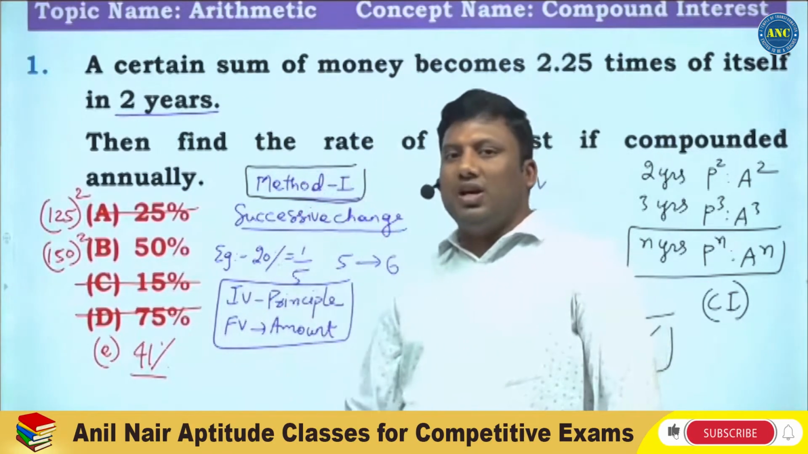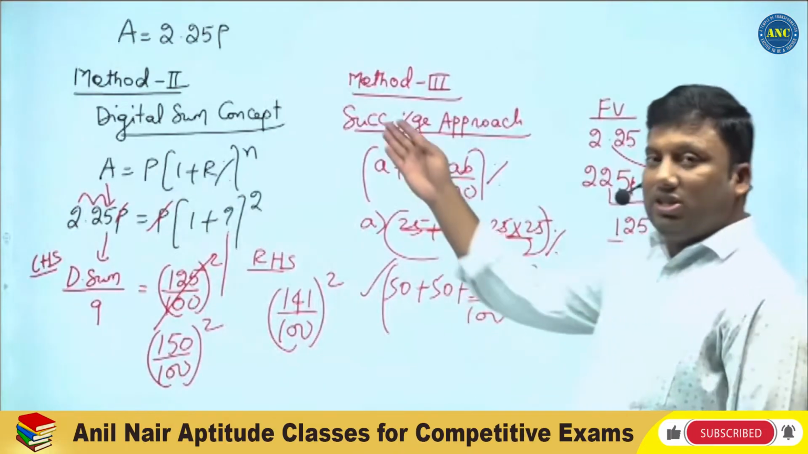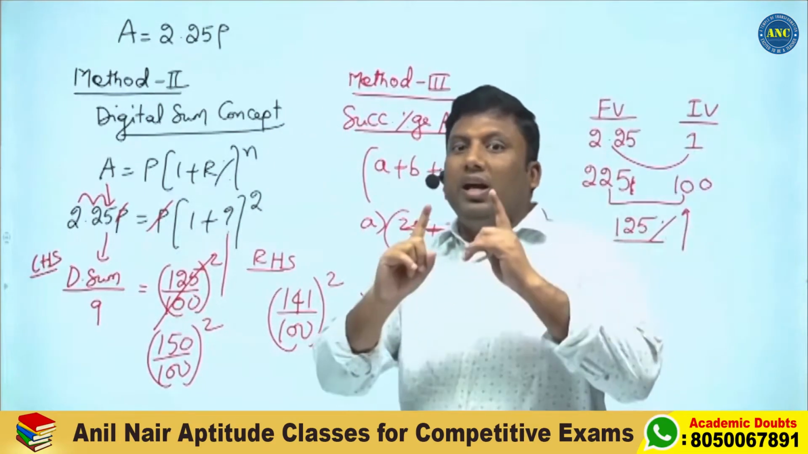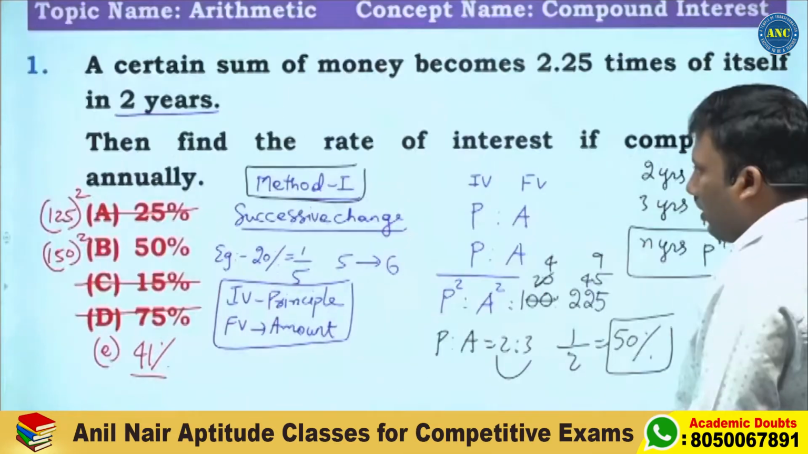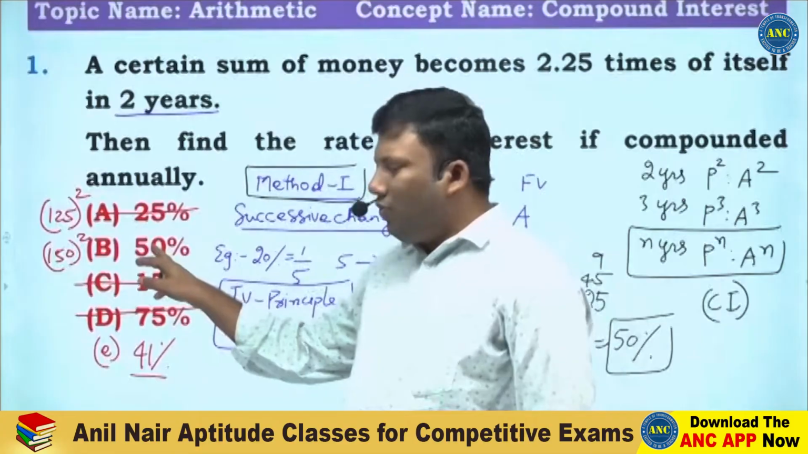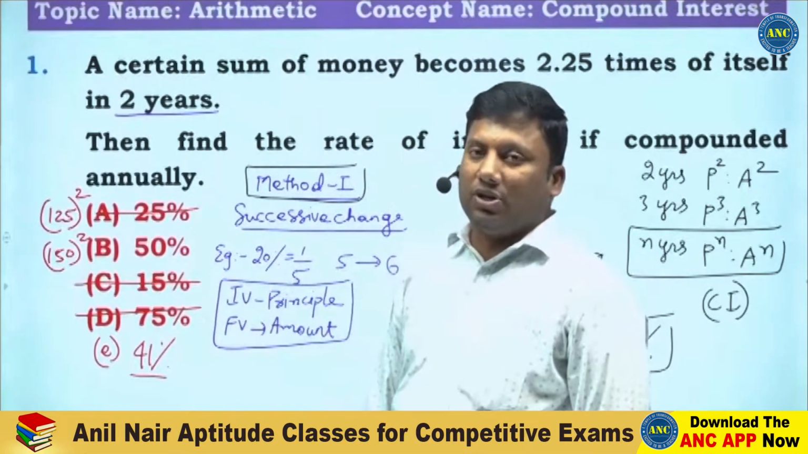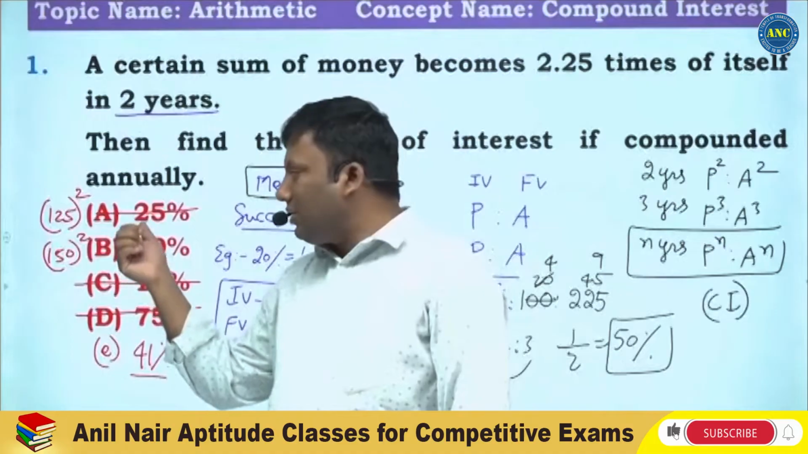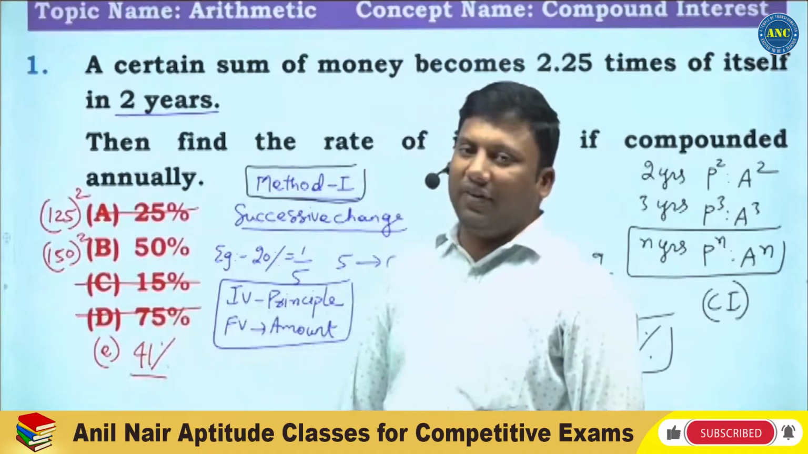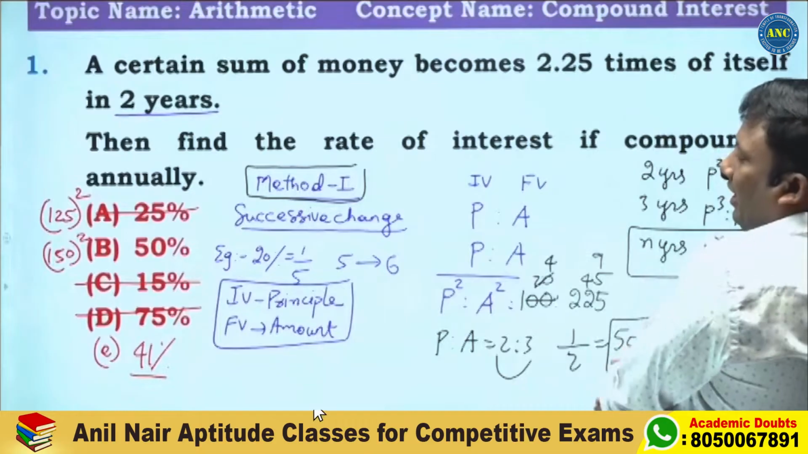One is the successive change concept. Another is the digital sum concept. Another is successive percentage. Please remember, in my class I am not going to tell you why this is the right answer. Thousands of YouTubers will tell you why it is right. I am going to tell you how you can eliminate the other answer options. My experience is with very smart answer options. 25, 15, 75, these are not possible. I hope the idea is clear.